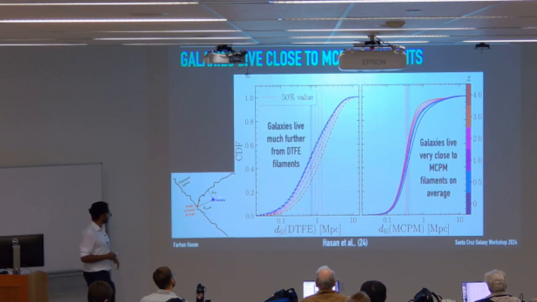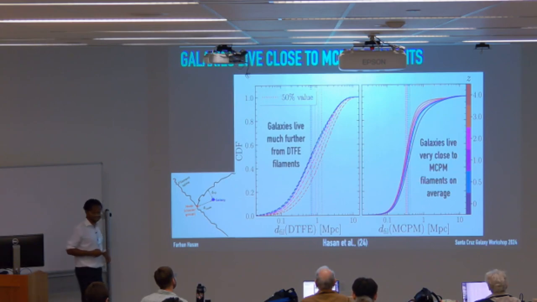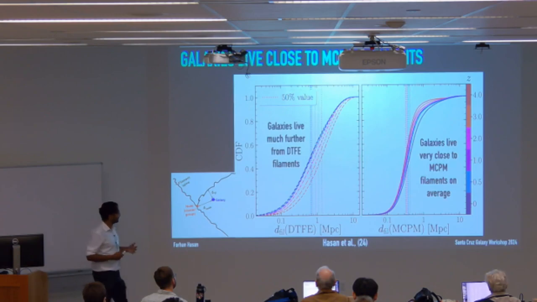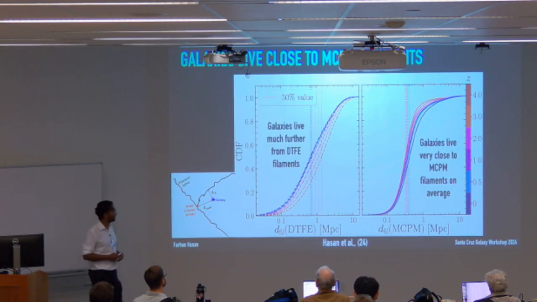So typically what people do when they study the connection between filaments and galaxies is they measure the transverse distance of a galaxy to the nearest filament spine. And when we do this, we see that most galaxies actually live very close to MCTM filaments on average, compared to DTFE filaments, relative to which a lot of galaxies live very far from. So distance in this context is actually not a very good quantifier of cosmic web environment. It's not really going to tell you a lot about what's going on physically.